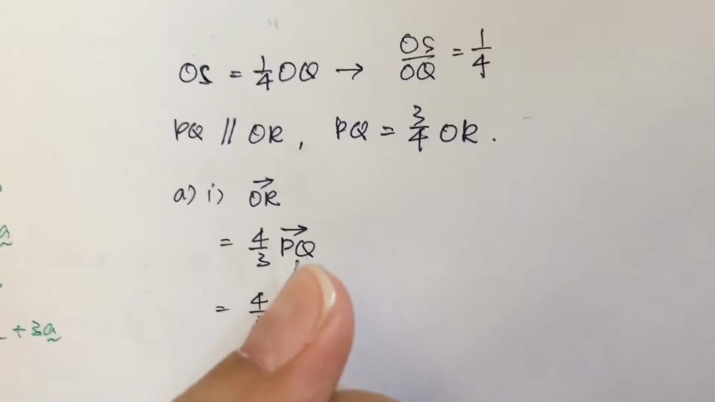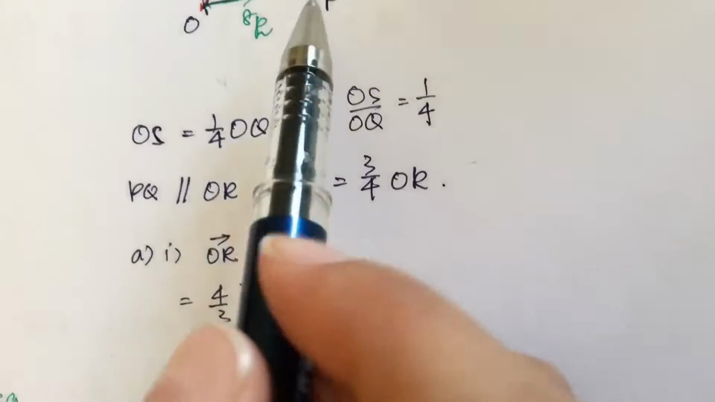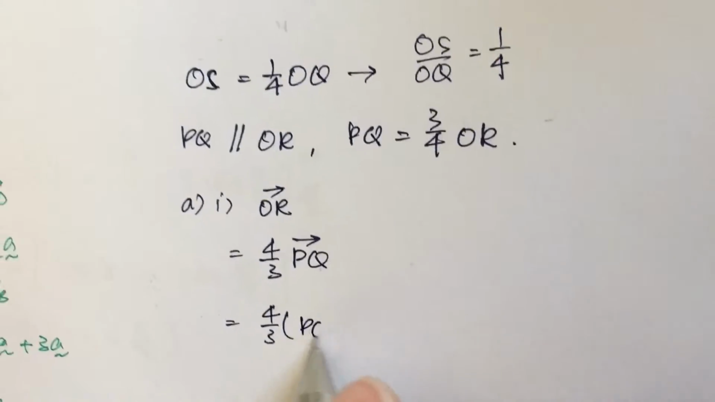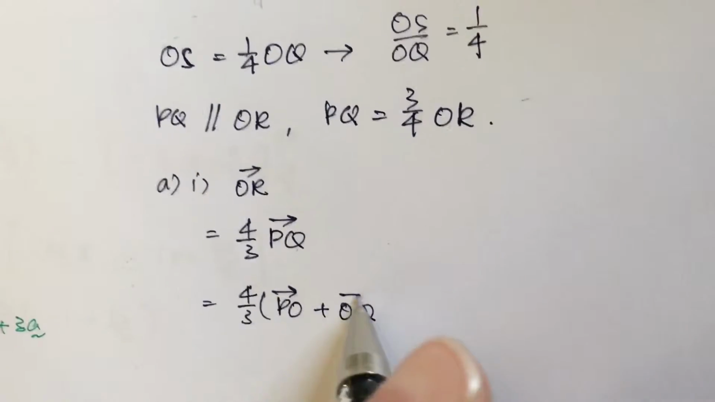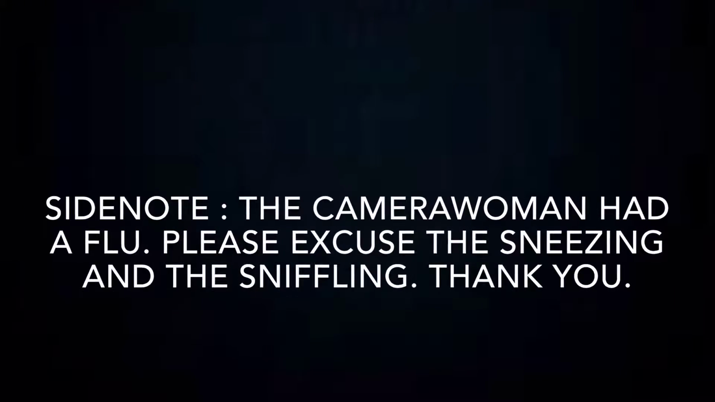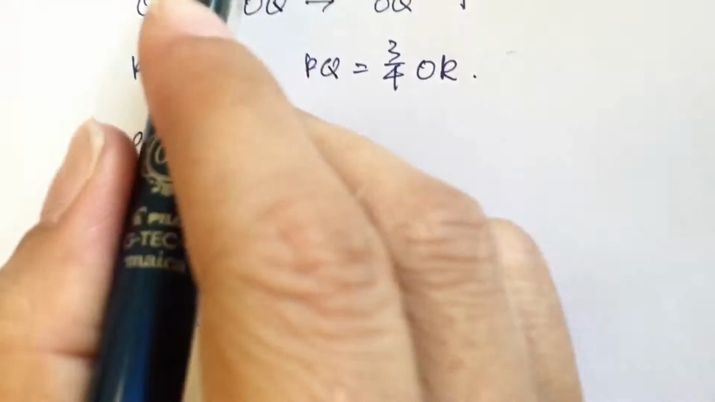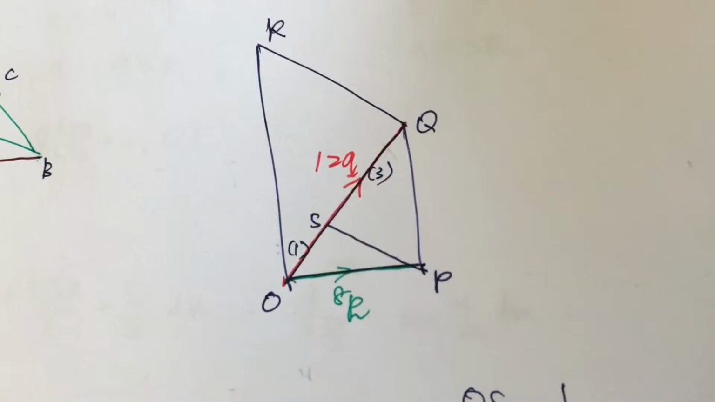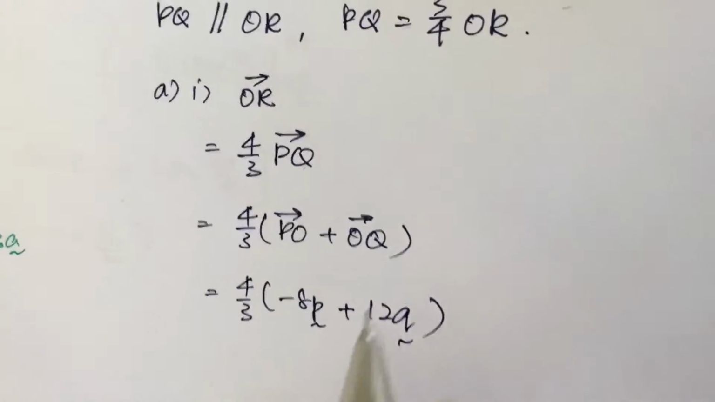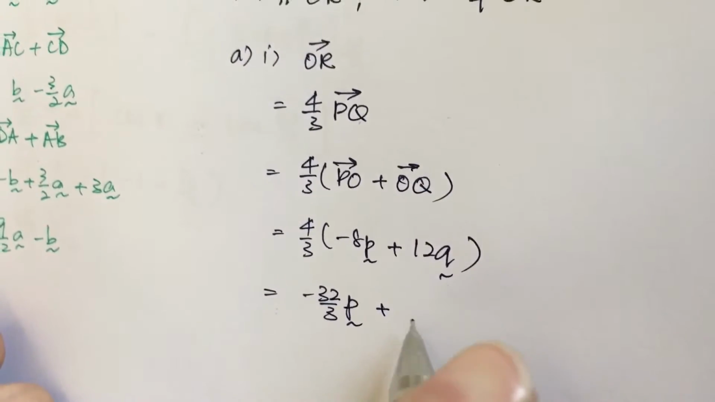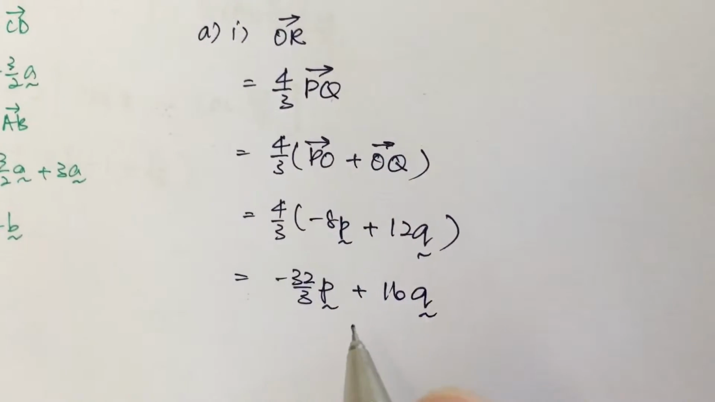So now we just have to concentrate on how to find P to Q. From P to Q, P to O, O to Q. P to O is negative 8P. O to Q is 12Q, isn't it? So therefore, if you expand it, you get negative 32 over 3P plus 16Q. Okay, there you go. That's OR.